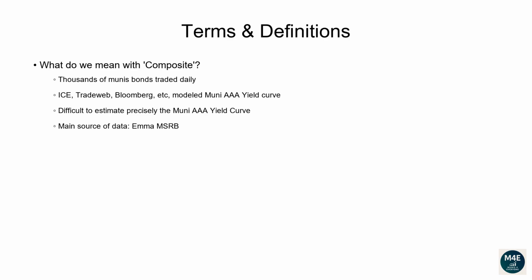Terms and definitions. What do we mean with composite? Every day thousands of Muni bonds are traded, as you can freely see on the EMMA website. Different data providers like ICE, Tradeweb, Bloomberg, to name a few, provide their model implied Muni AAA yield curve. Given that it's very difficult to tell which curve is more accurate on any given date, we compute for every tenor the average of the yield curves available to us, plus some extra adjustments. Currently, we manually capture yield curves and bond yields available from the EMMA MSRB portal.